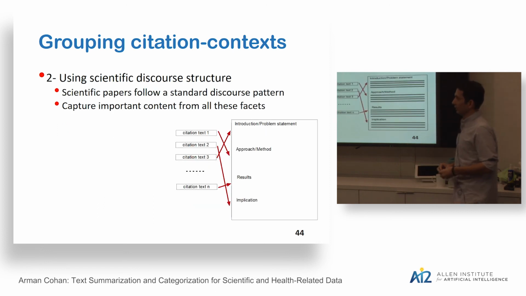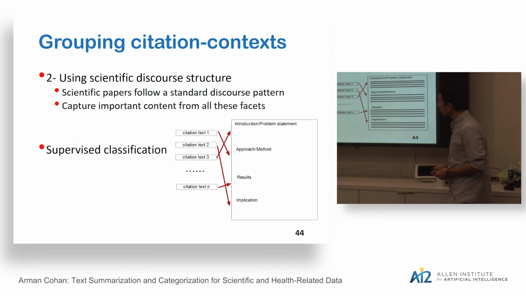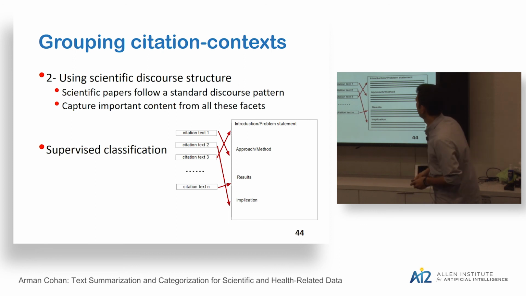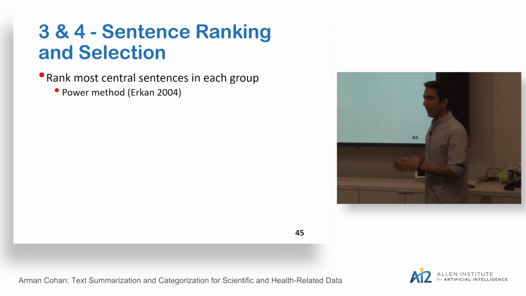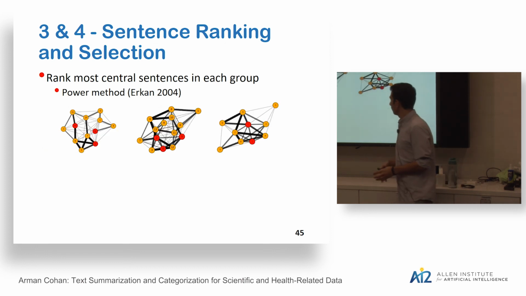The second one is using the discourse structure that scientific papers have. If we can relate each citation to what parts the author is talking about, then we can basically capture various aspects of the paper. We do supervised classification for this, where we take features from the citation and the context to be able to do this. So we have these groups. Now we want to find what sentences are important in each of them and select them as representative of each group. Let's say that these are the groups.